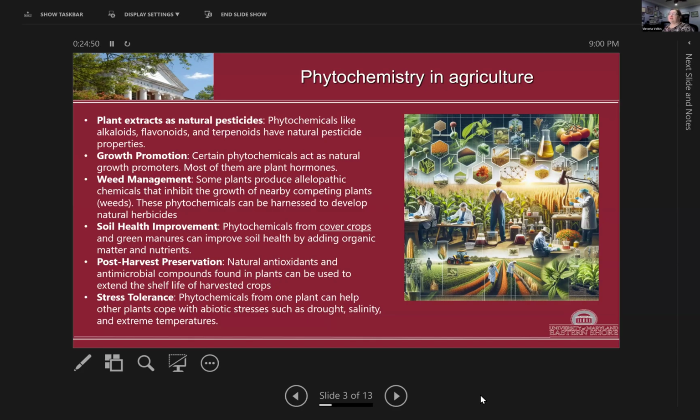Now, the other thing that extracts can help with is growth promotion. Certain phytochemicals are natural growth promoters.